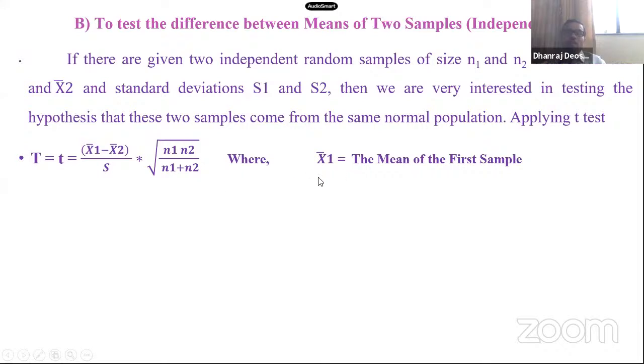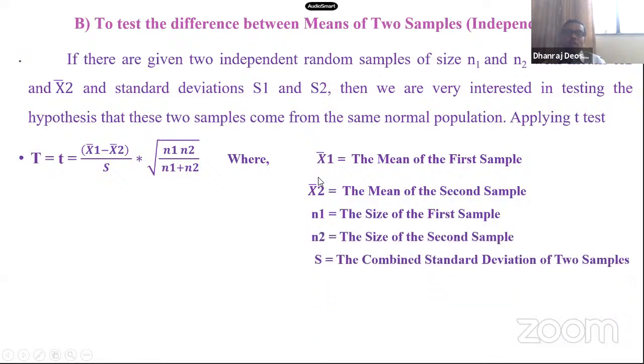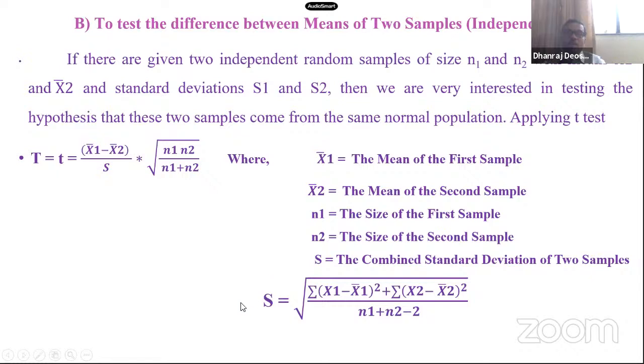So x bar 1 we know, x bar 2 we know, then n1 we know, n2 we know. S means the combined standard deviation, not s1 and not s2. It is the combined standard deviation of the two samples and it is calculated like this: combined standard deviation is equal to, take into account again, we know standard deviation already, when we take the deviations of each observation from its actual mean, square them, and the sum of the squared deviations is taken into account here.